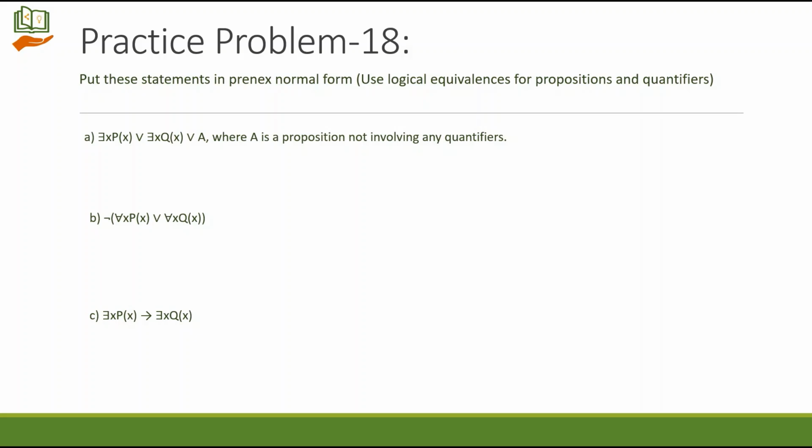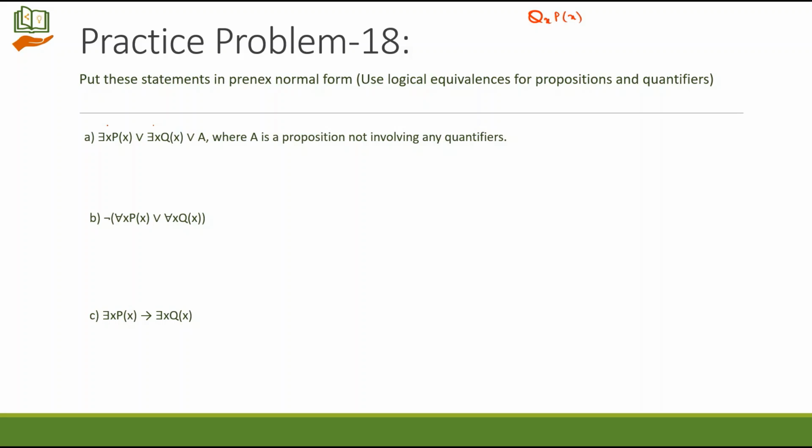What is Prenex normal form? You have to put quantifiers first, then have the predicate next. So here you can find quantifiers are sitting in between. Now we have to arrange it in such a way that quantifiers should come out completely and the expression should stay. So let's take A first.